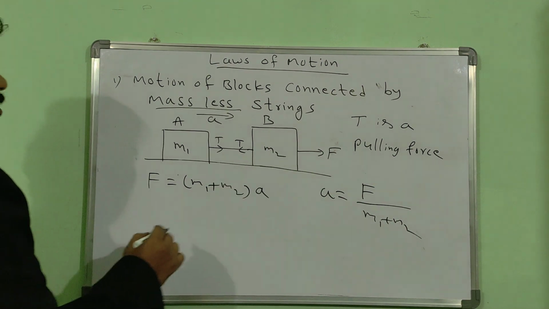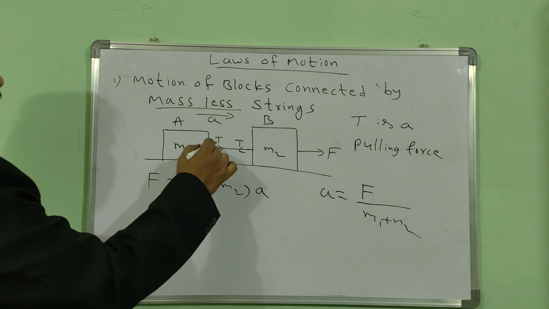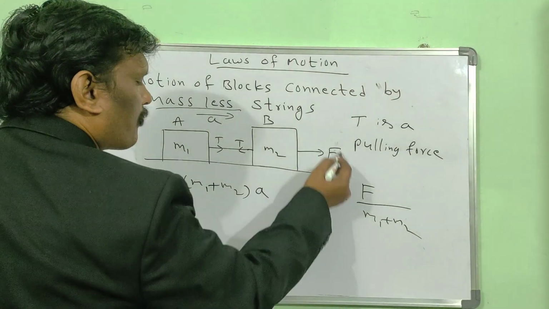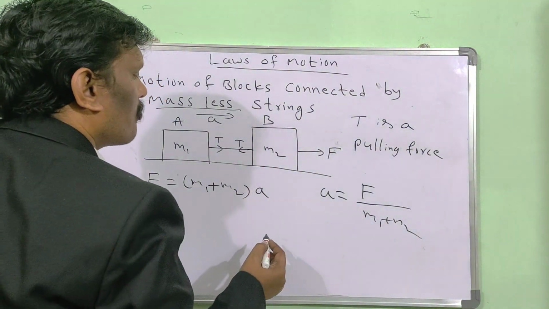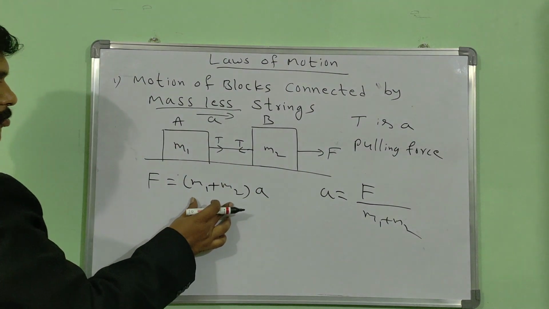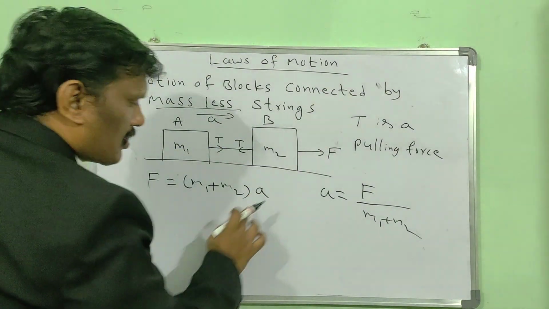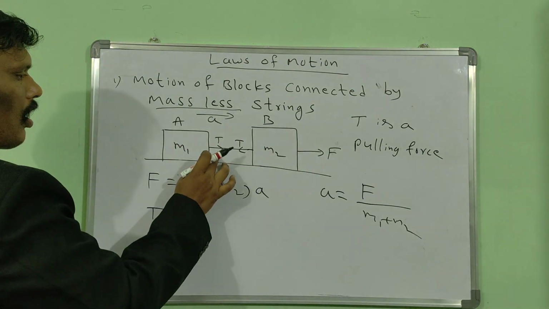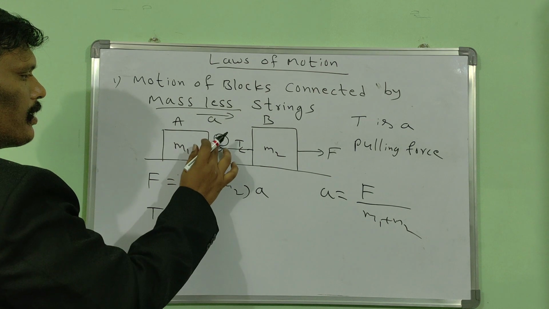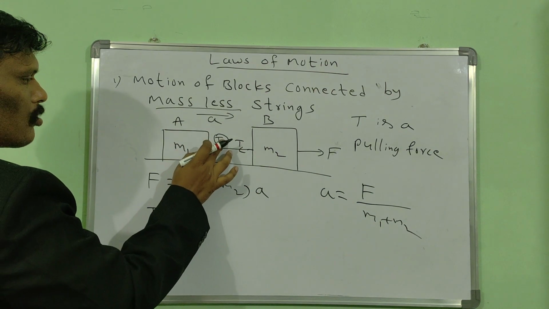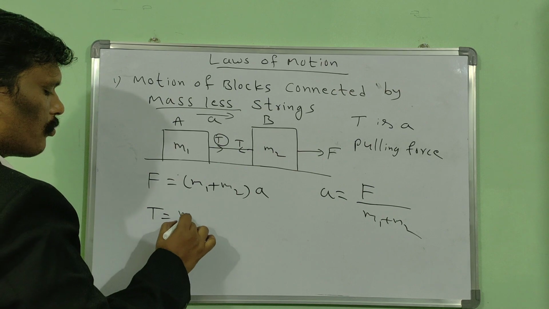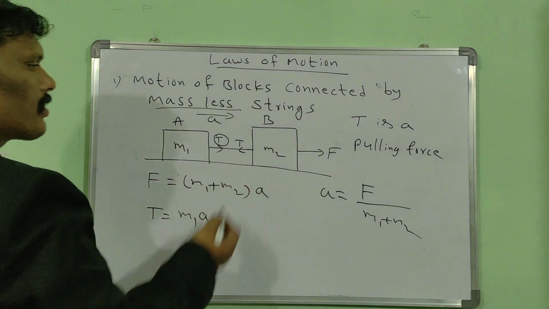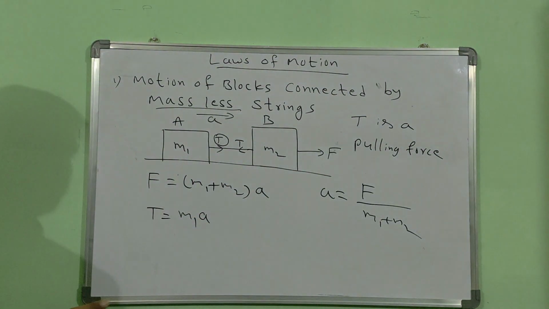The next one is how to calculate the tension. Observe here: the force F pulls how many masses? M1 and M2. That's why I wrote M1 plus M2 and the system acceleration A. To calculate the tension, the tension pulls how many blocks? Only one block, M1. What is the acceleration of the M1 block? A. The system acceleration, the M1 acceleration, and the M2 acceleration are all the same. So A. That's all.